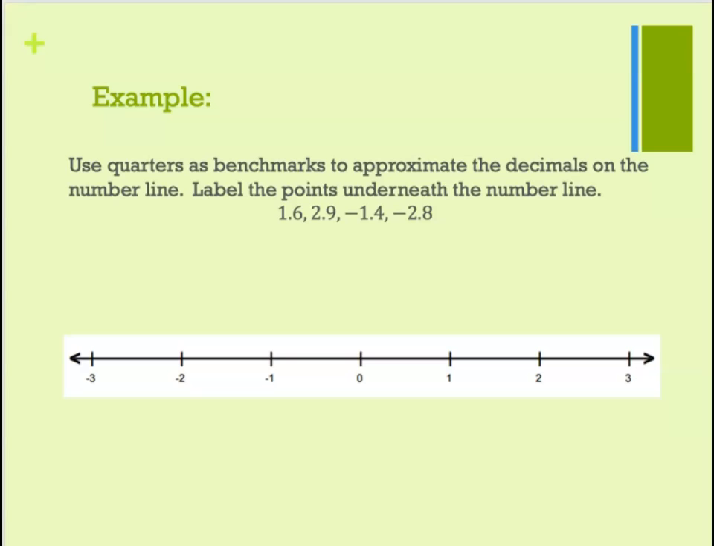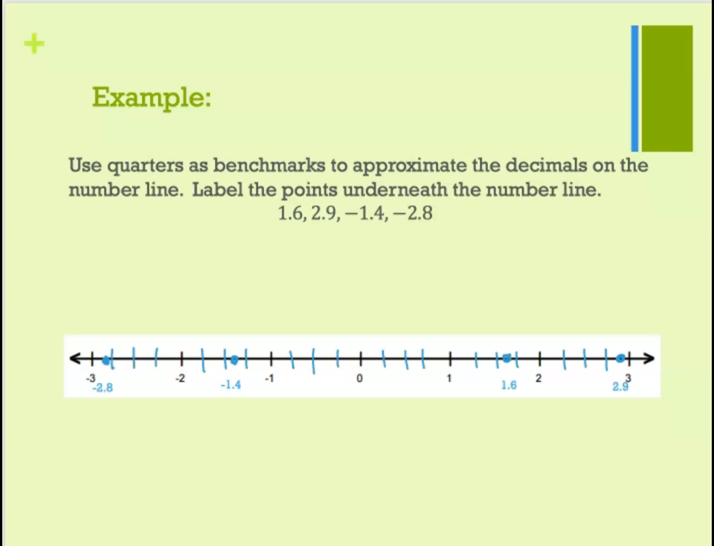Here's an example you can put on a number line. So you're going to use quarters as benchmarks to approximate the decimals on the number line. Label the points underneath the number line. So we're trying to put on a number line 1 and 6/10ths, 2 and 9/10ths, -1 and 4/10ths, and -2 and 8/10ths. So first split up in between each whole number into 4 pieces, so quarters.